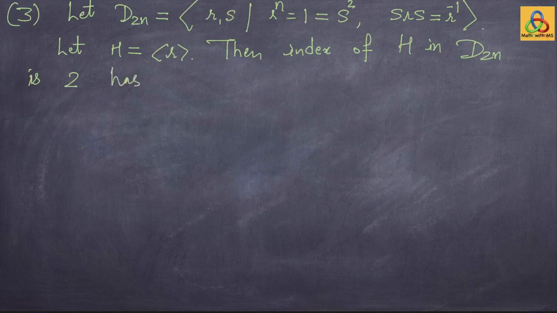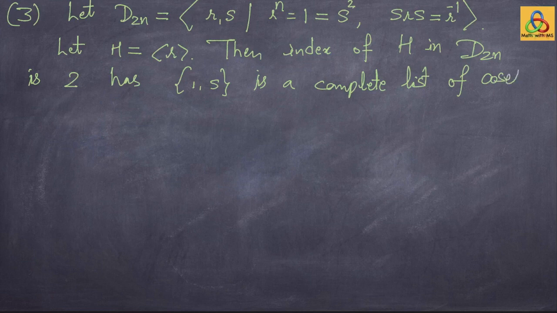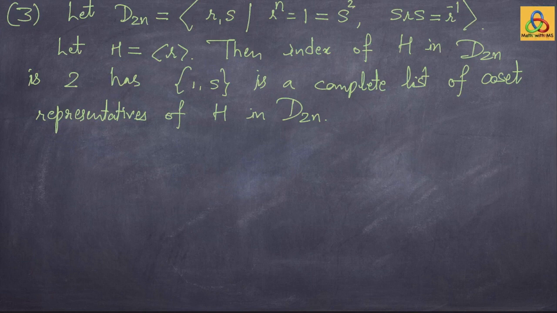and 1 comma S is a complete list of coset representatives of H in the group D2n. Notice that in a general situation, if you have a group G and a subgroup H, and you take the cosets T1 to Tm, without loss of generality you can always assume T1 is the identity of the group, because there is always a trivial coset. So, you can always take T1 to be 1.